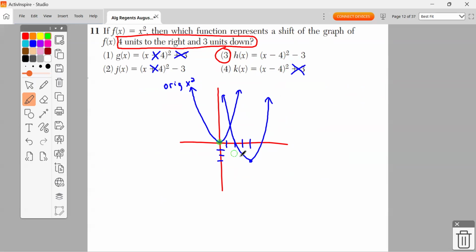So look at your min, which is your vertex. Look at how the min shifted. If we actually graph this equation, y equals x squared, that's what this one is, and then graph choice 3, which is this one, we can see that the min went to the right 4 and down 3.